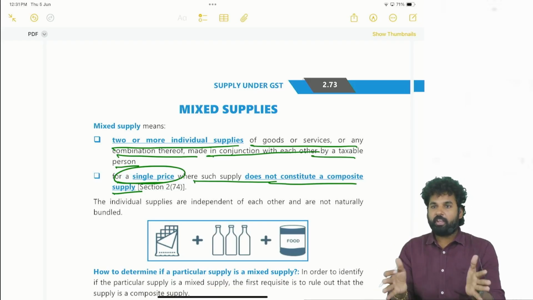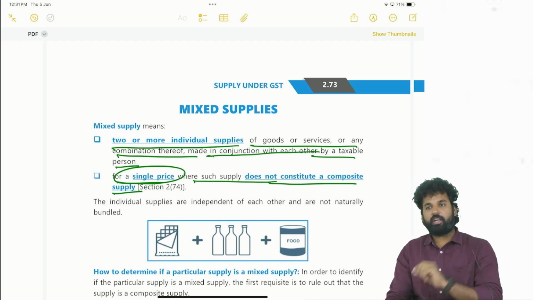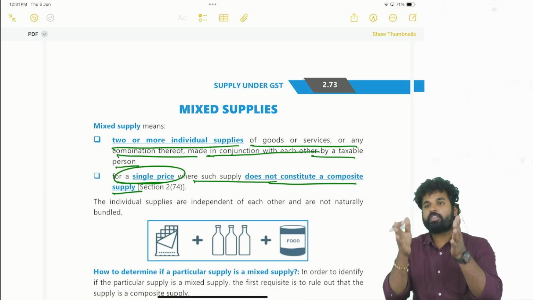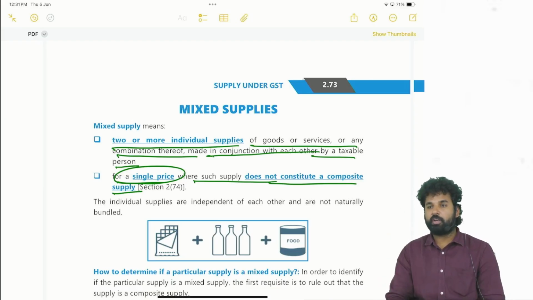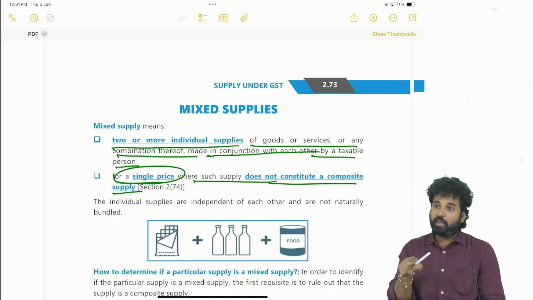Why will it not be treated as mixed supply? Because it is identified separately, it is mentioned separately in the invoice. The rate of each product has been mentioned separately in the invoice. Whenever it is offered as a combo pack, and there is a single price for the entire package, and that too it is not a composite supply, then it is mixed supply.